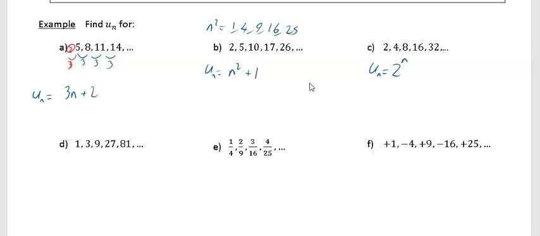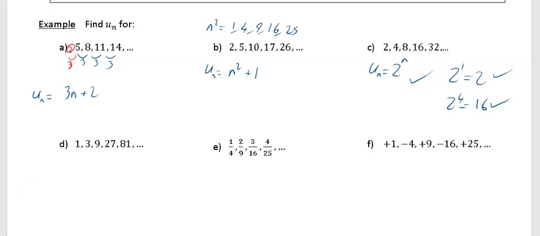Now let's just check that works. First term, 2 to the power of 1 is 2, so that works. Let's just do the fourth one, 2 to the power of 4. 2 times 2 is 4, times 2 is 8, times 2 is 16, and that works. So 2 to the power of n is definitely correct.